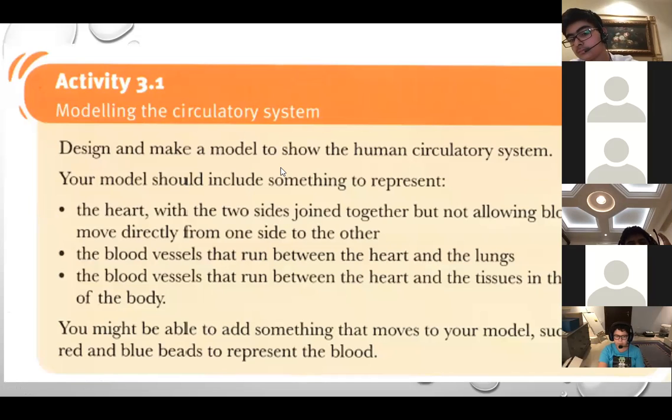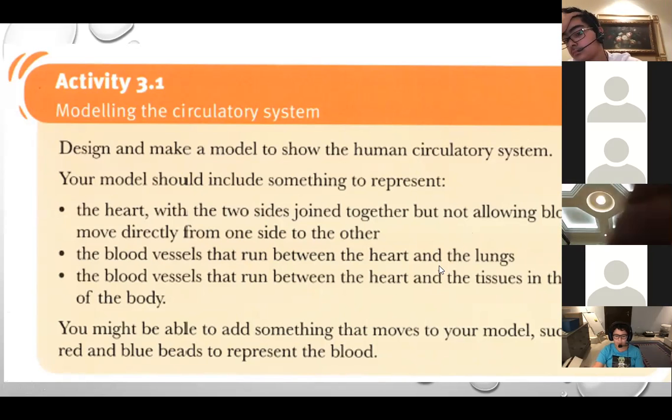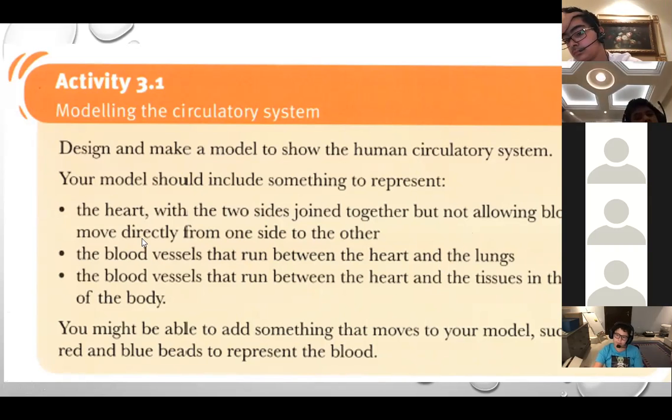There's an activity that you have to do at home, and then you'll have to make a picture of it. It's going to be a 3D model, or you can do it on paper as well. Make a beautiful chart or poster where you show the heart with the two sides joined together, but not allowing the blood to move directly from one side to another. We have to make sure that the blood doesn't get mixed up.